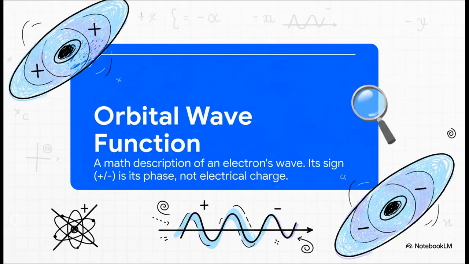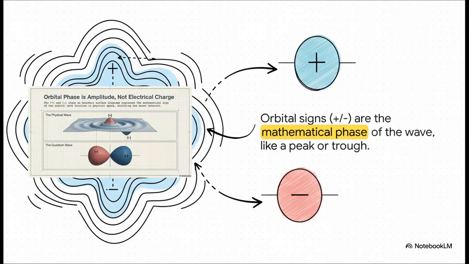Okay, now hold on. Before we go any further, we have to clear something up because it trips everybody up. When you see diagrams of orbitals with plus and minus signs on them, it is so important to remember these are not electrical charges. They have nothing to do with positive or negative charge. They represent the mathematical phase of the electron's wave function. The best way to think about it is like a wave on a pond.